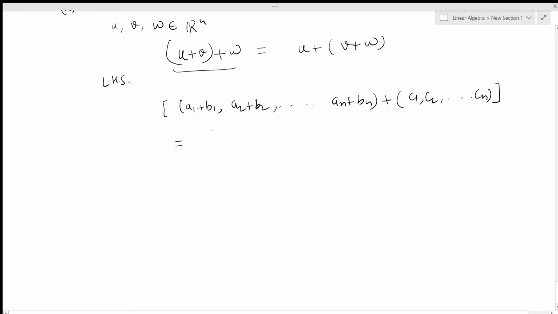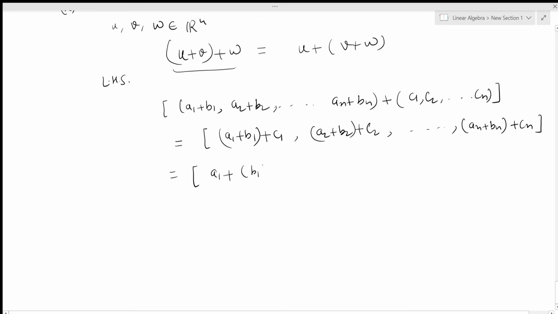Now we can write this as (a1 plus b1 plus c1), component wise addition, comma (a2 plus b2 plus c2), and so on, (an plus bn plus cn). Now we can write this as a1 plus (b1 plus c1), and this as a2 plus (b2 plus c2), because these are real numbers and associativity holds in this case. So we can write this as ... bn plus cn.